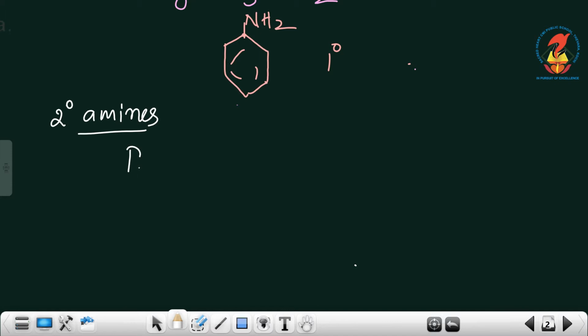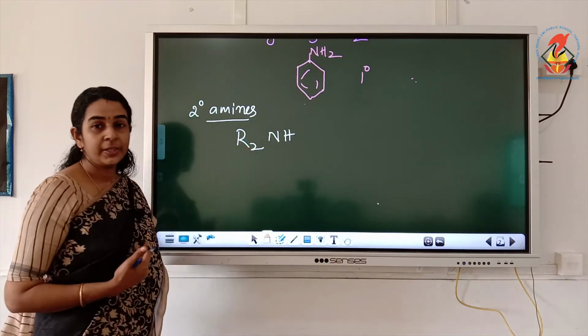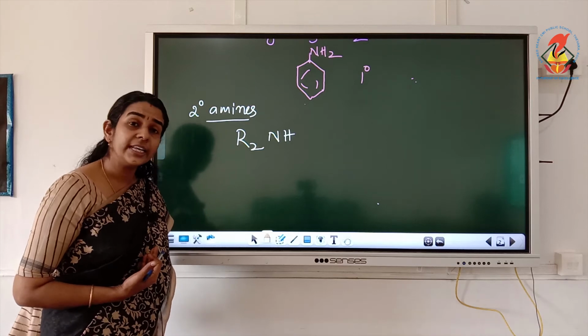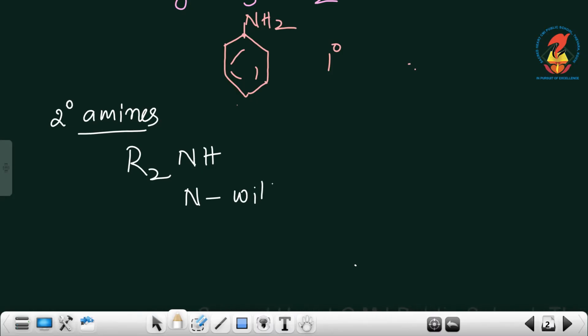For example, R2NH is a secondary amine. A general representation of secondary amine is R2NH. So from this, how can we define a secondary amine? Nitrogen with only one replaceable hydrogen atom.